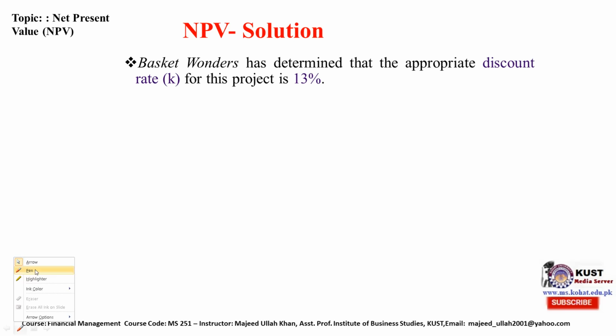Moving further, NPV solution. First of all, what is K? K is basically the discount rate, that is 13% in the case of Basket Wonder. It was discussed in the earlier lecture as well. So Basket Wonder has determined that the appropriate discount rate or required rate K for this project is 13%.